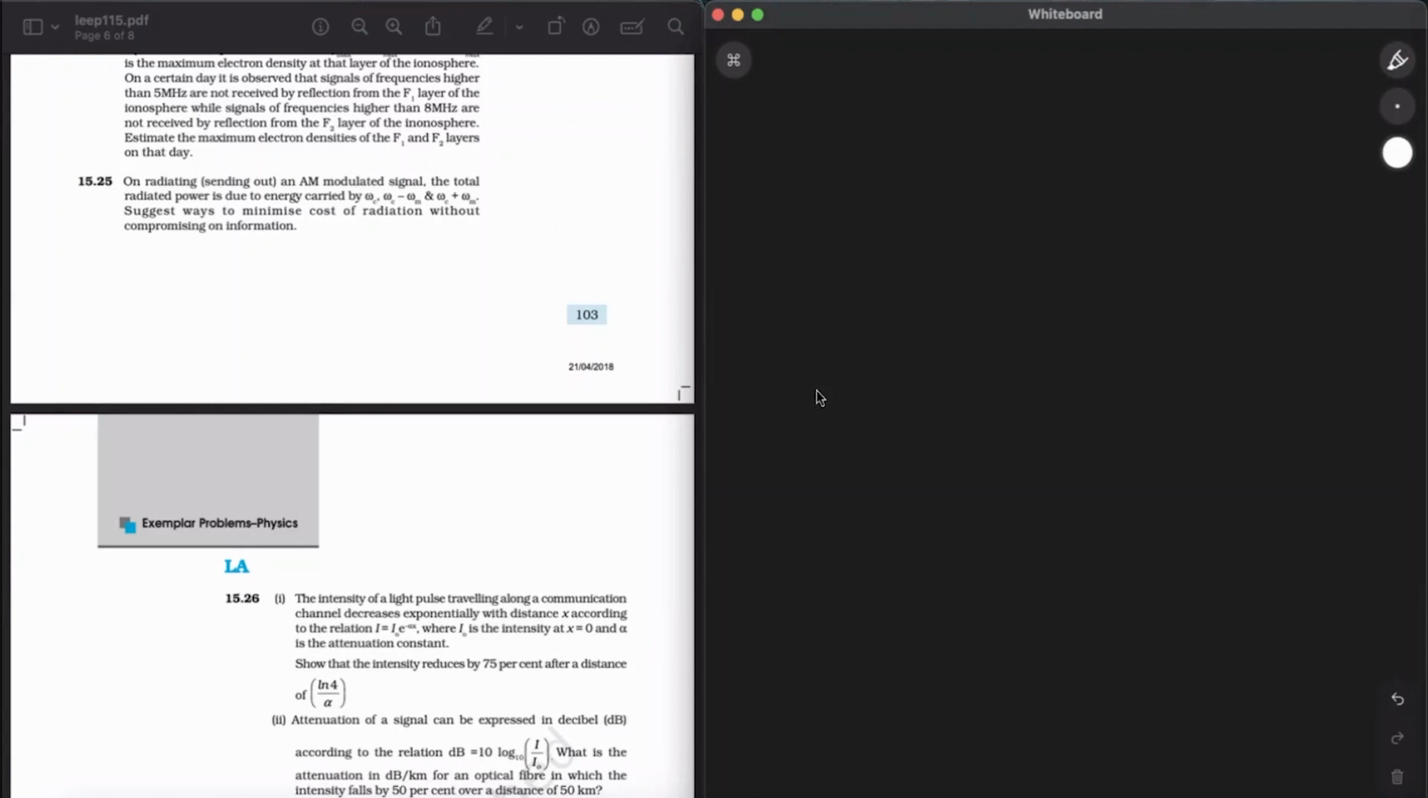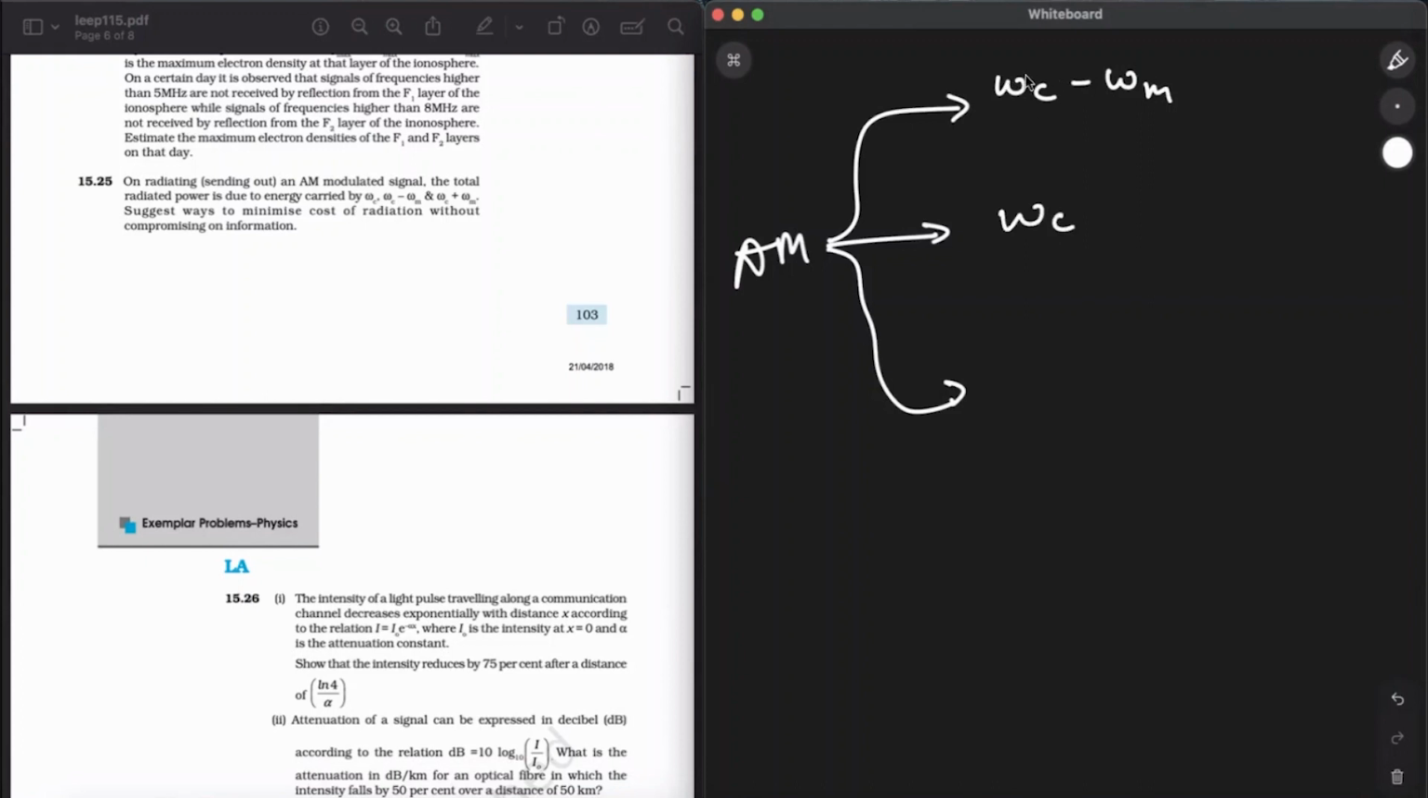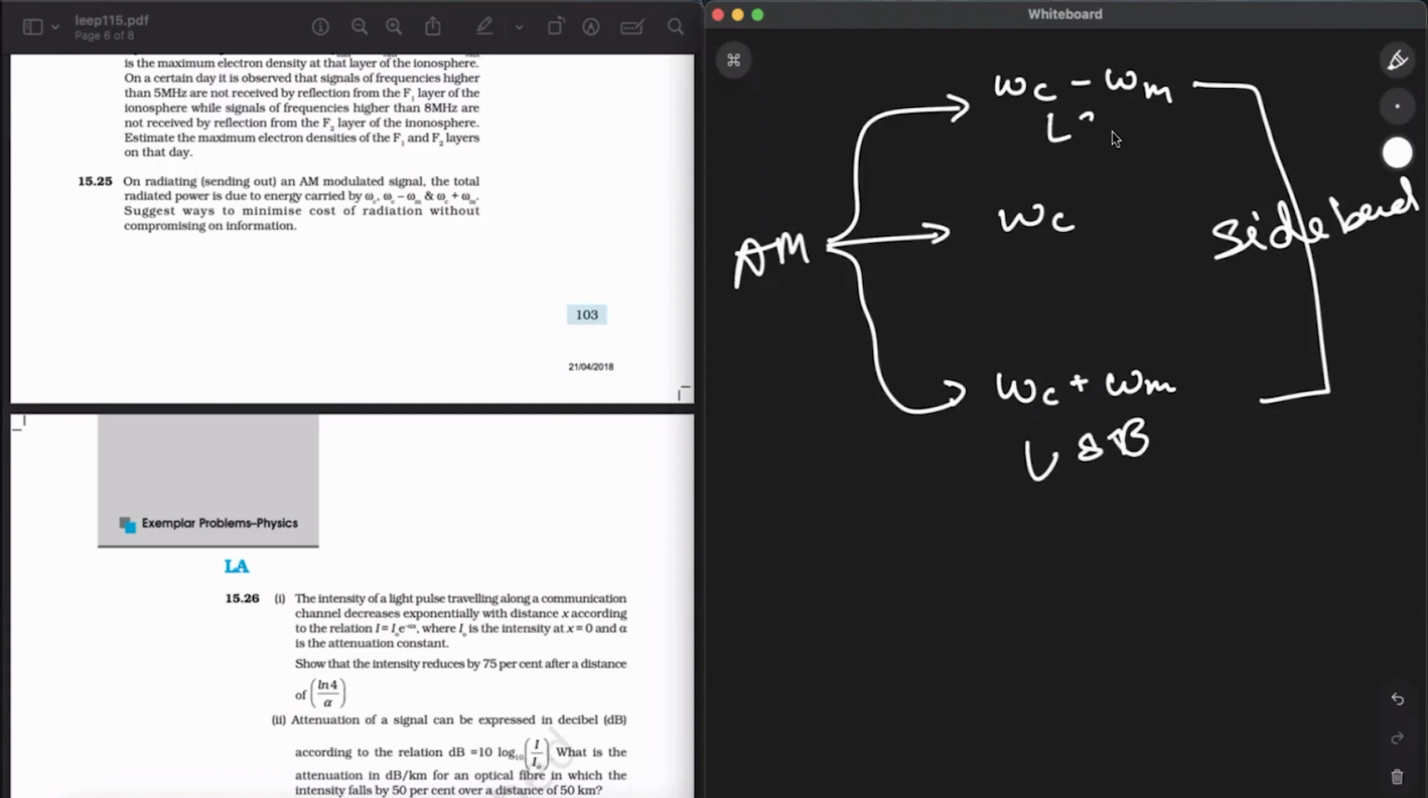Sideband frequency, I have already told you, like the AM wave will contain 3 frequencies, right? If there is an AM wave, then it will contain 1, 2, and 3. So 1 will be WC minus WM, WC, and WC plus WM. This is the carrier omega, this is the omega for the modulating. Now these two are the sideband frequencies. This is the upper sideband. This is the lower sideband. Now sideband frequencies are generally close to the carrier frequency. Only sideband frequencies contain info in an amplitude modulated signal. Alright, so in an amplitude modulated signal में केवल जो sideband है, WC minus WM and WC plus WM, they will carry the info.